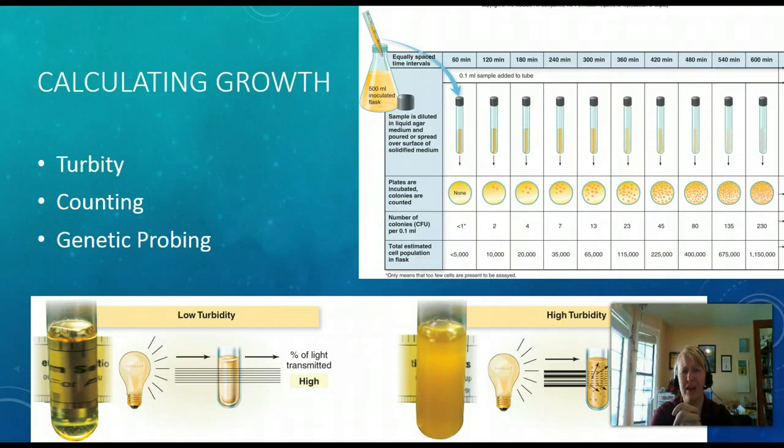The last is genetic probing. This is a lot more involved process, a lot more expensive. In this case, we use RNA to determine how many cells are present. So it's really accurate. It's also really expensive. So that's why turbidity is the easiest and the cheapest, to genetic probing is the most expensive and to an extent time consuming. So that's the three different areas. So make sure you understand how that works.